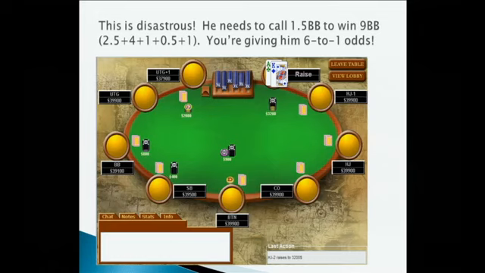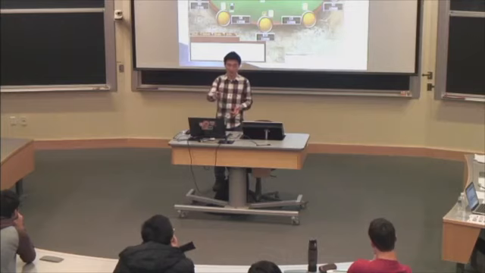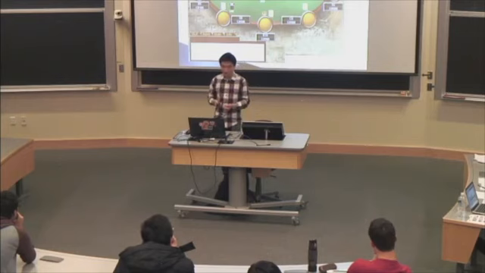But if you look at the odds they're giving him, it's actually ludicrous, right? They have to call 1,200, and the pot will be essentially 7,200. So it's 6 to 1, right? They've got to call 1,200 into a pot of 7,200. So this size is basically way too small.